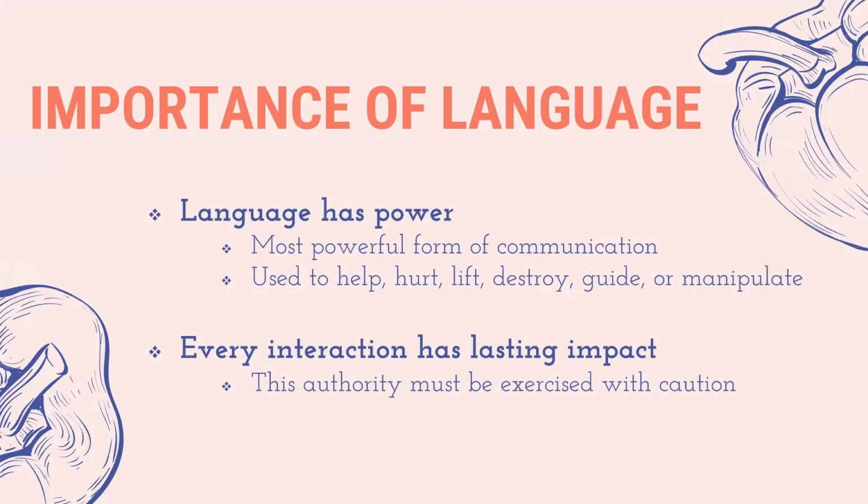So the importance of language. Language has power. It is our most powerful form of communication, and it can be used to help or to hurt, to lift, destroy, guide, manipulate. It can be used for all sorts of things, and every interaction that we have has a lasting impact. And because we wield this authority, it has to be exercised with caution. We can think about things such as racism, sexism, homophobia, transphobia, misogyny, as well as the intersection of these, the misogynoir, the trans misogynoir, and how those words and the language that we use affect every person we interact with.